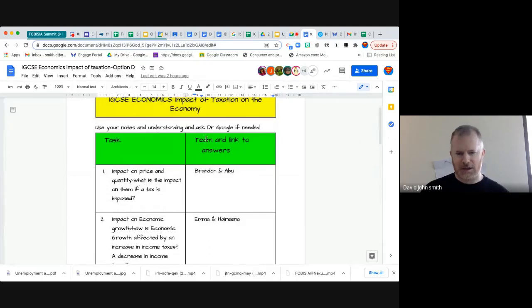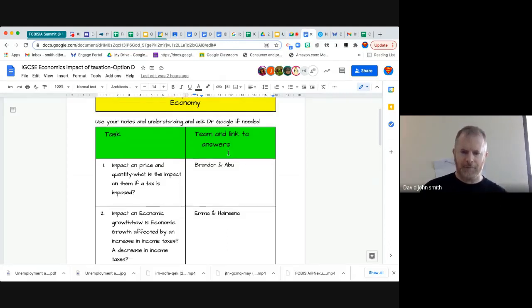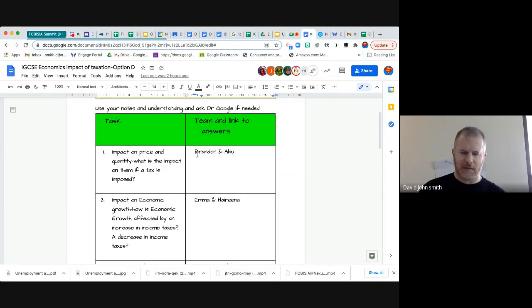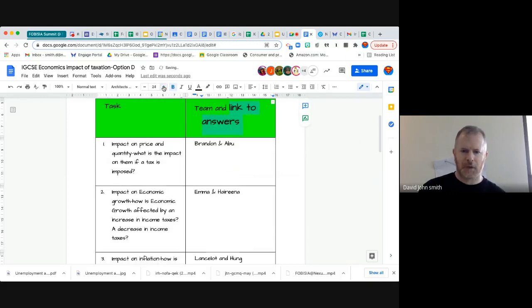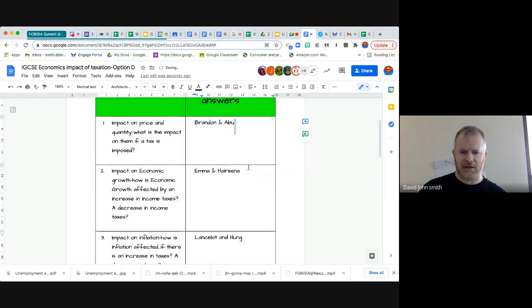Now, I'd like you to work on this in teams, right? So you might like to create a document and share it amongst yourselves. So Brandon and Abu, for example, you might like to share a document. You might like to do it as a slide, right? Google slide. I'm not limiting you to how you present your information. And then the idea is that in this column here, you're going to put the link to your answers in there. I'll make that bigger. Right, so that's where the link to your answers go.